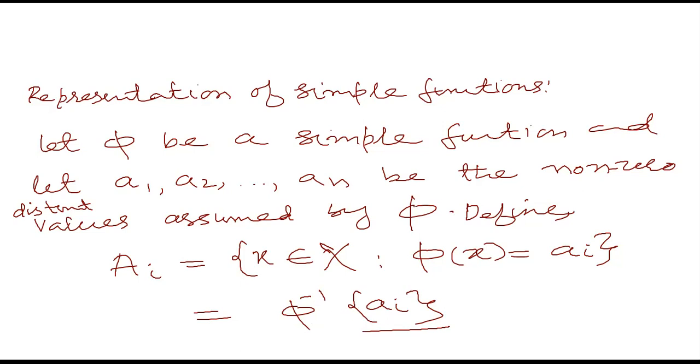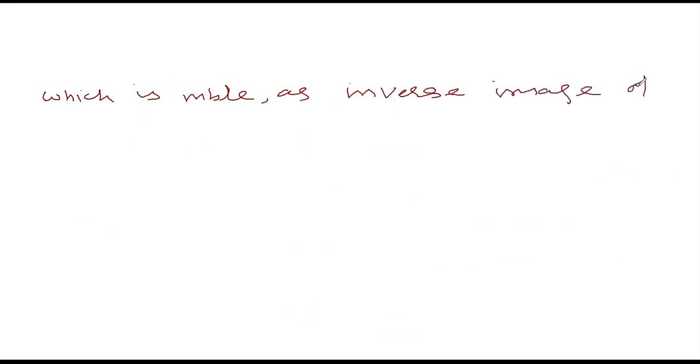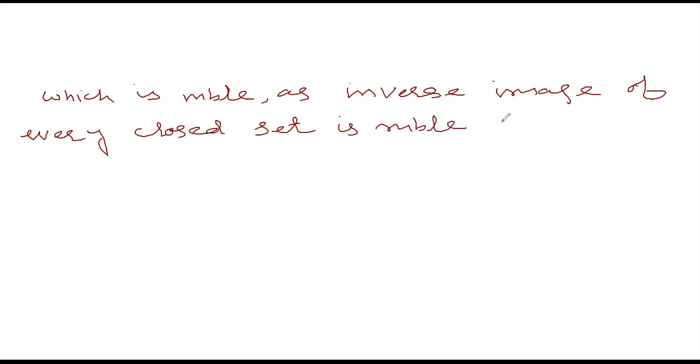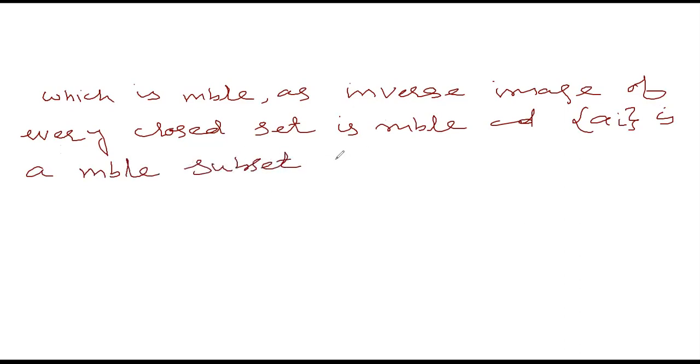Phi inverse of {ai} is measurable, as the inverse image of every closed set is measurable, and the singleton set {ai} is a measurable subset of R.